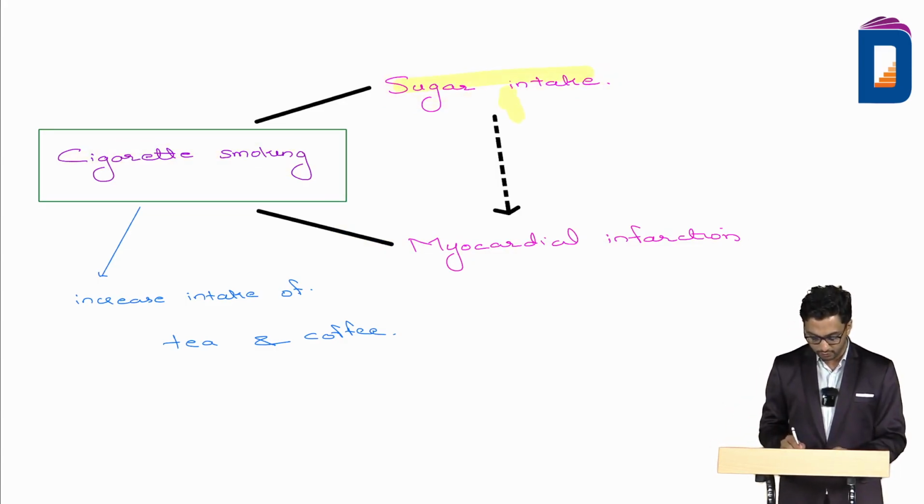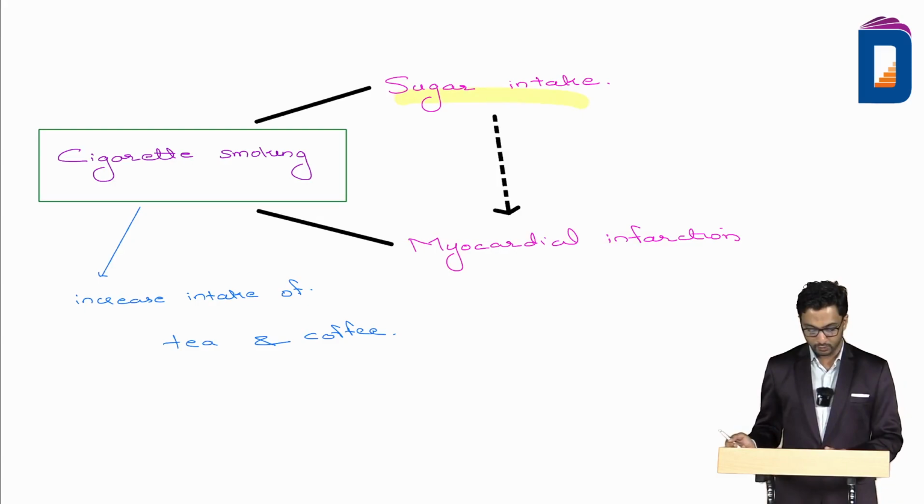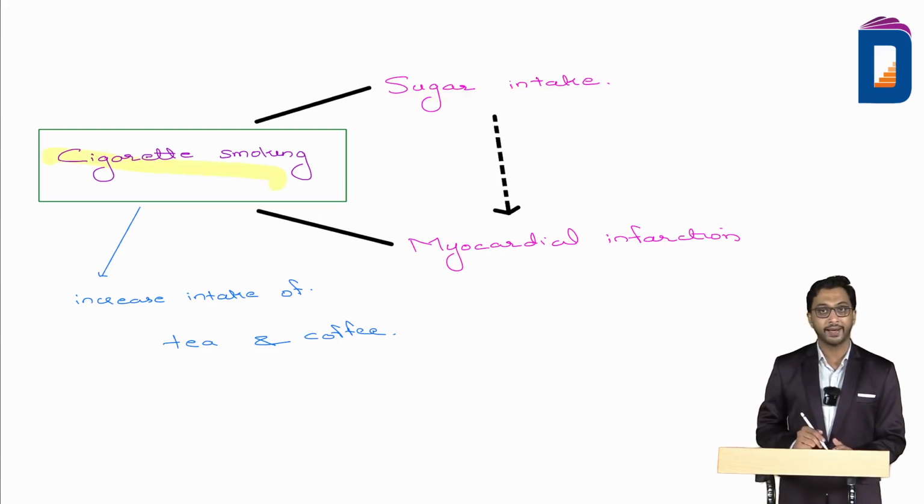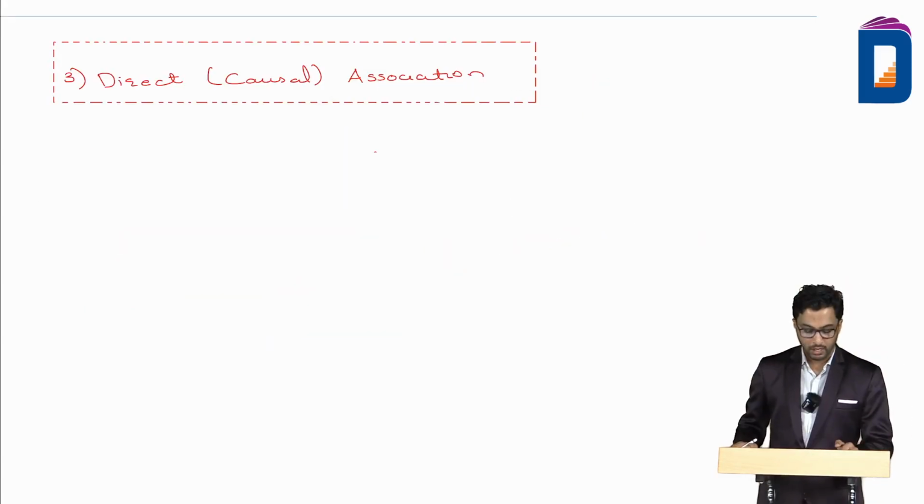They saw an association between these two. They said it is associated, no. So they said initially it is direct. Then they said no, so direct means what? This is associated with this. Then they said no, there is a confounding variable, so it's indirect. Okay. Now there is something known as direct or causal association. Okay, we studied spurious, indirect and direct now.